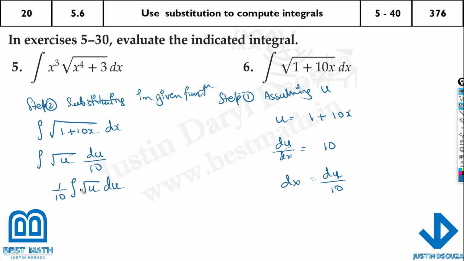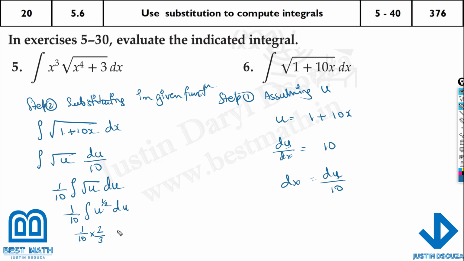What is the integration of square root u? You do not need to write u to the power 1/2. I'll just write it over here, but you can avoid this step. U to the power half. Instead of this, directly you can integrate as well. If you remember, this is half. Add 1, it will be 3 by 2. So 1 by 10. I can even do directly: instead of dividing by 3 by 2, I know it will be multiplied by 2 by 3.